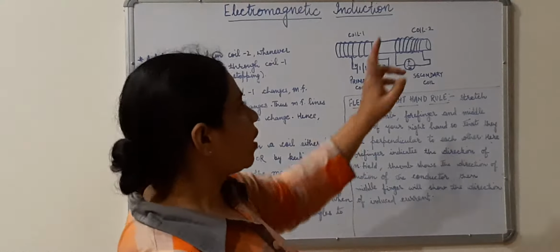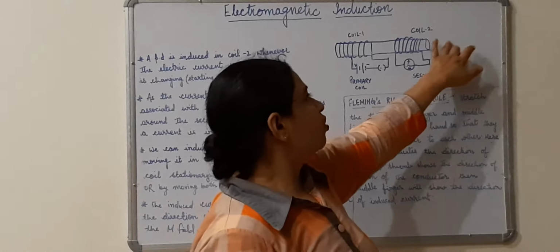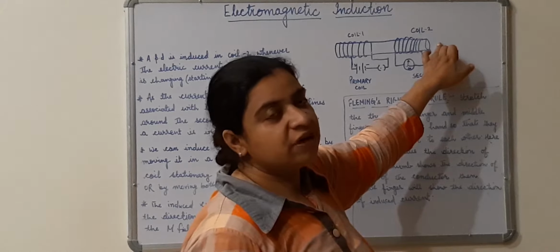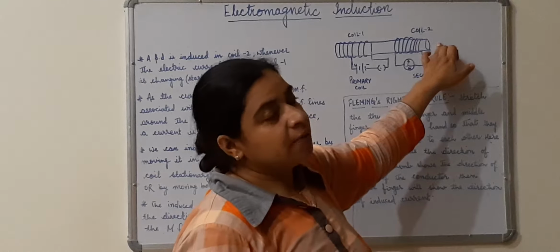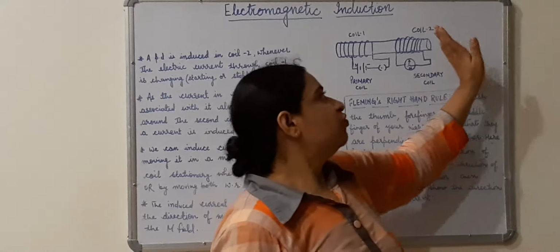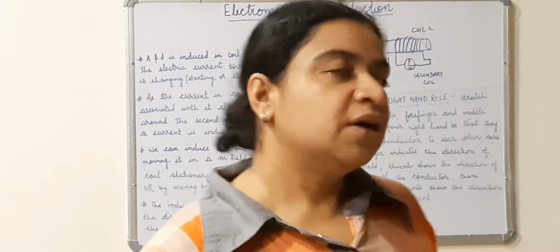On changing the polarity of the magnet, like earlier we had brought the north pole towards the coil, now if we bring the south pole towards the coil, again we will notice that there is a deflection, but again this deflection is in the opposite direction. When you draw it away from the coil, again you will notice a deflection in the coil.